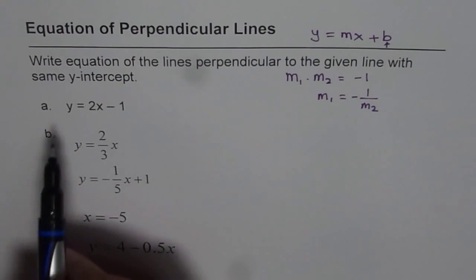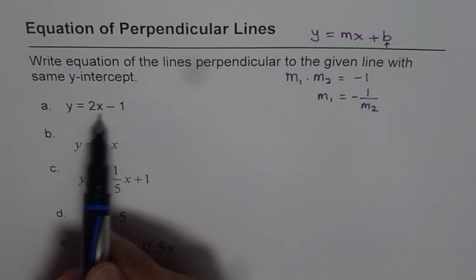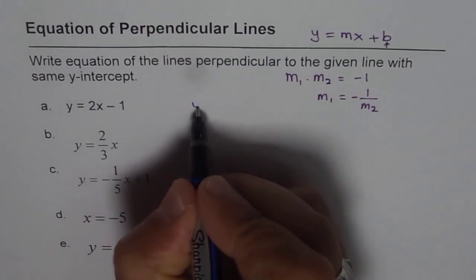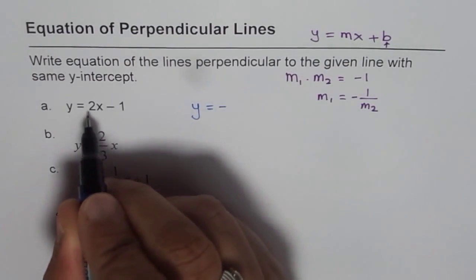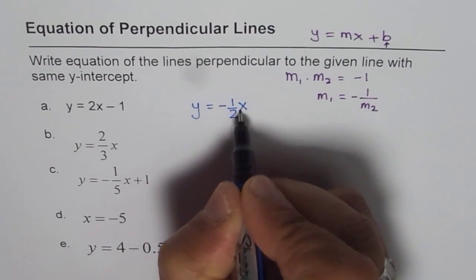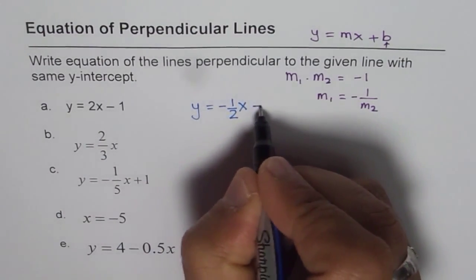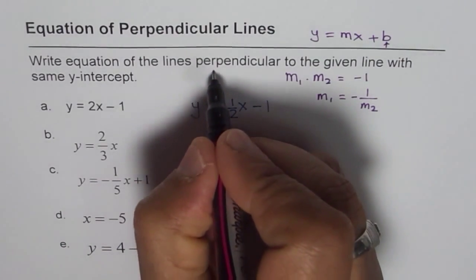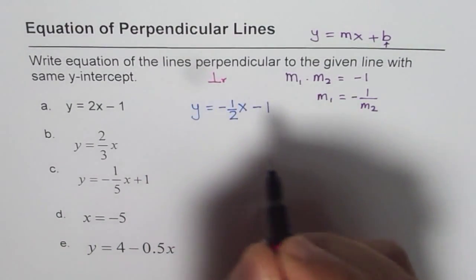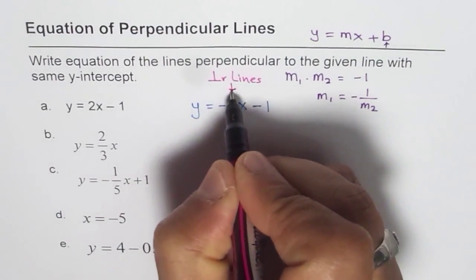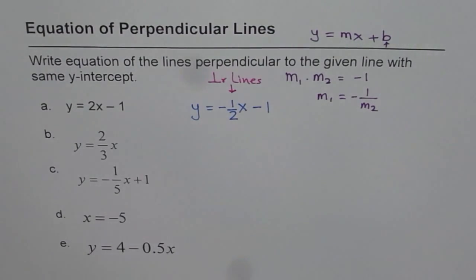So in the first equation, y equals 2x minus 1, slope is 2. So what is negative reciprocal of 2? Negative reciprocal of 2 is minus 1 over 2. Reciprocal means 1 over 2, right? That is the only change. Y-intercept will maintain same, correct? So that becomes a perpendicular line. So I'll write here equation of perpendicular lines denoted by this symbol, right? So perpendicular lines are given below.